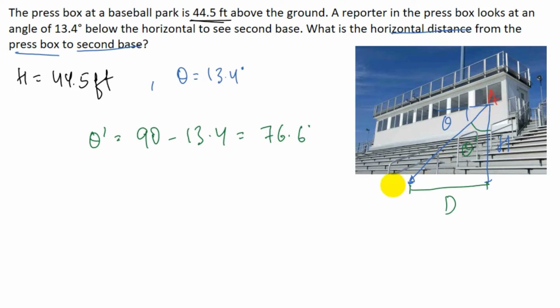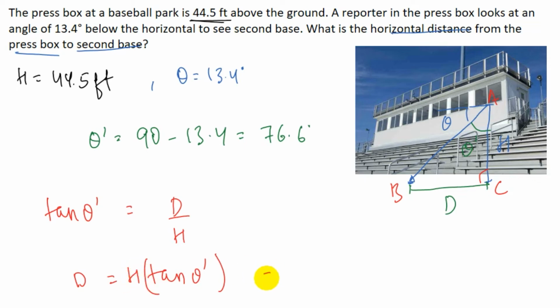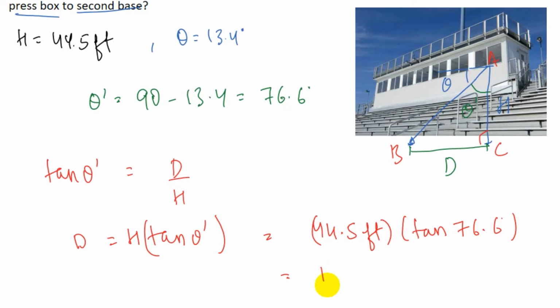Now we can use our trigonometric formulas. Let this be point A, let this be B, this be C, and this is a right angle triangle. So we can write that tangent theta dash will be equal to perpendicular over base. Perpendicular we have d, and base we have h. So the distance d would be tangent theta dash multiplied with h. Now we can put the values. h we have 44.5 feet, and theta dash is 76.6 degrees. So this would come out nearly 187 feet. So this distance is 187 feet, and this is what they are asking.